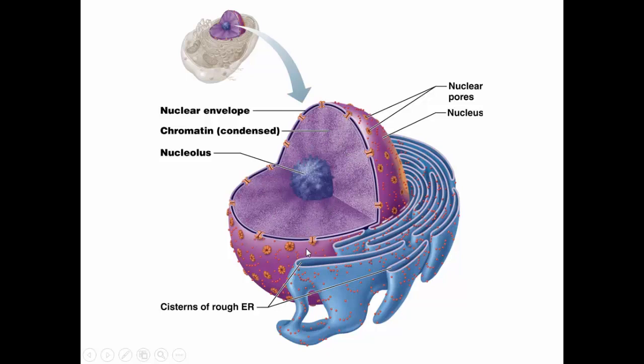Notice that there are pores in the nuclear membrane. Things do not freely pass in and out of the nucleus. These pores are like guards. Only certain things get in and only certain things get out. Everything has to be tagged in such a way that it can go through one of these nuclear pores.